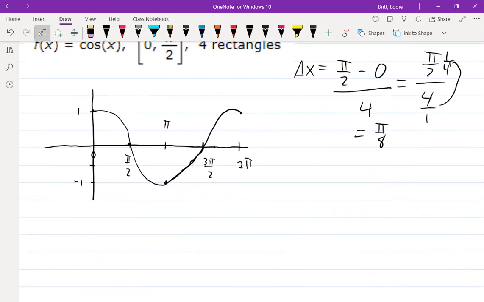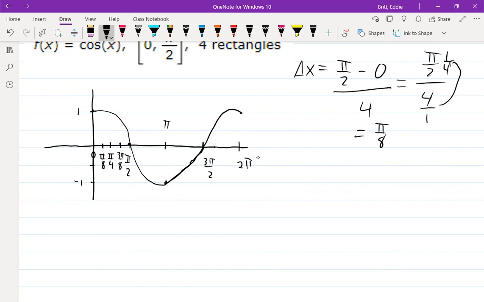Okay. Now let's start with the left endpoint of 0, and we know that my width is going to be pi over 8. So the midpoint between 0 and pi over 2 is actually pi over 4. The midpoint between 0 and pi over 4 is pi over 8. And so that's pi over 8 units from 0 to pi over 8. That's pi over 8 units from pi over 8 to pi over 4. If I go another pi over 8 units, I'm at 3 pi over 8. And then if I go another pi over 8 units, I'm at 4 pi over 8, which is pi over 2.